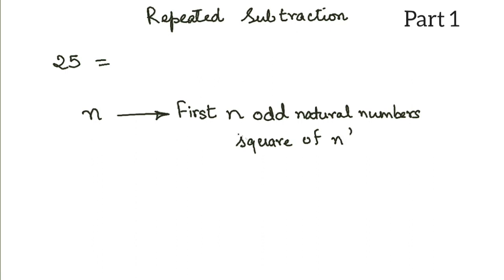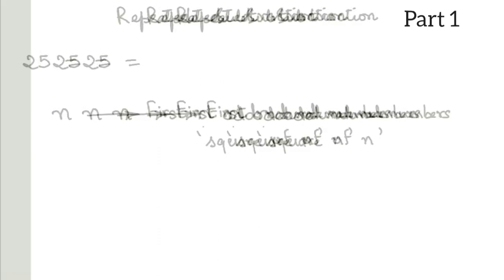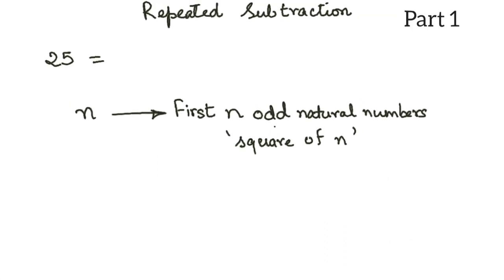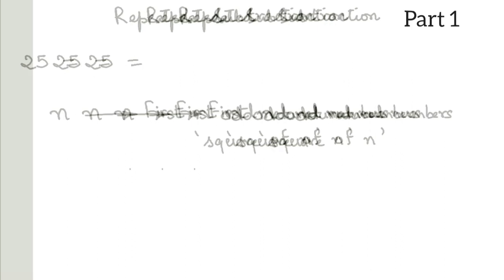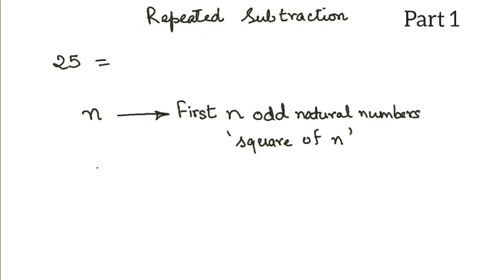So we are going to use this property, which means that if we subtract the first n odd natural numbers, then we should be able to arrive at the square of this 25. So let me explain more about what this method is. In this method, we will subtract odd natural numbers one by one. Clear? So suppose we have 25 first.